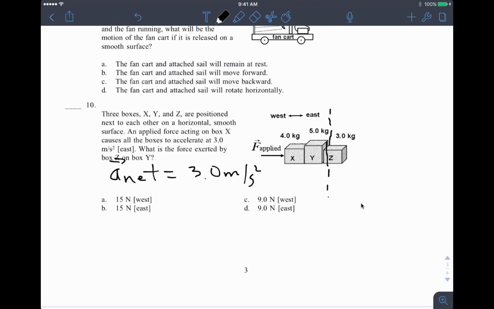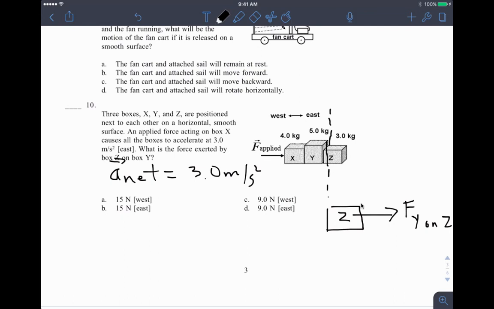If we look at just box Z, some students will just separate box Z. If you just look at Z, Z will be experiencing a force from Y. So we would call that the force of Y on Z. Now, if we can figure out what that force is, then due to Newton's third law, Z will push back with an equal and opposite force. But if we're drawing a free body diagram, I don't draw a force arrow like that, because box Z is only experiencing one force, but Z will push back with an equal and opposite force.